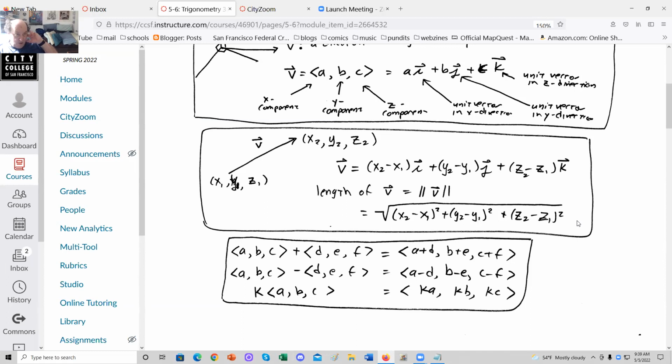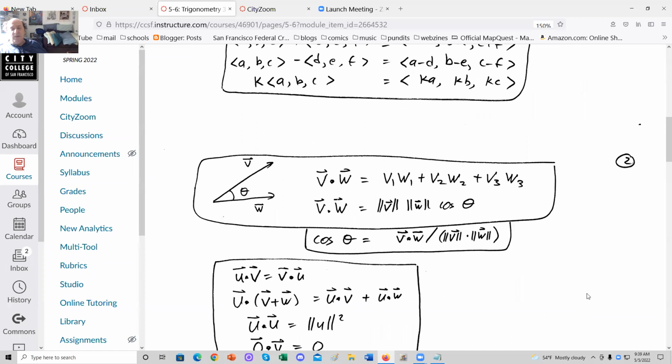And as in two-dimensional vectors, you add, subtract, and multiply by scalar component-wise. A by b by c plus d by e by f equals a plus d by b plus e by c plus f. So you add the x, y, and z components separately. A by b by c minus d by e by f equals a minus d by b minus e by c minus f. You subtract the three components separately. And a k, a number, a scalar, times a by b by c is ka by kb by kc. You scalar multiply per component.